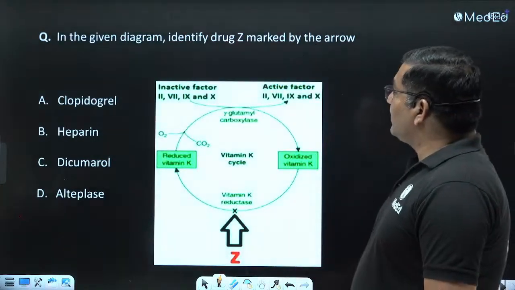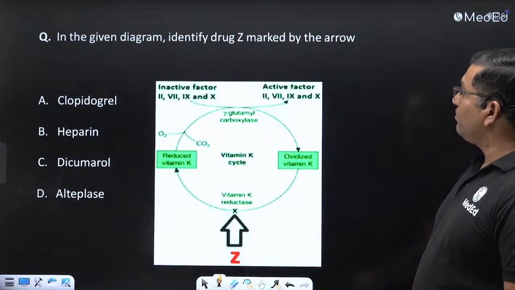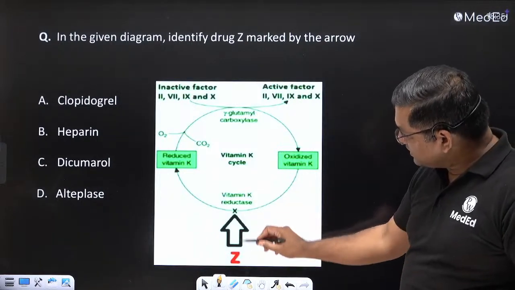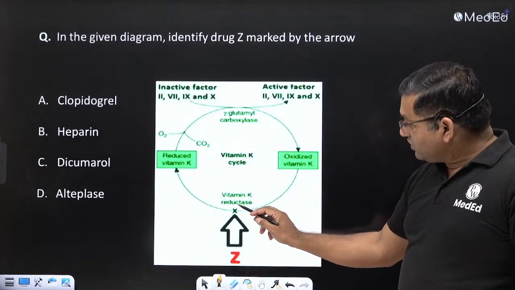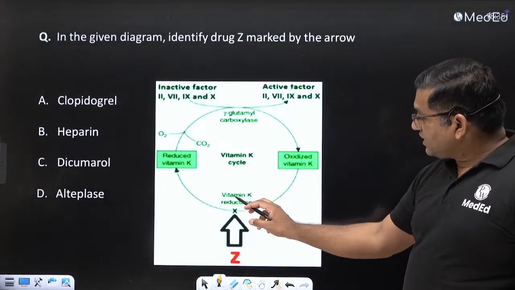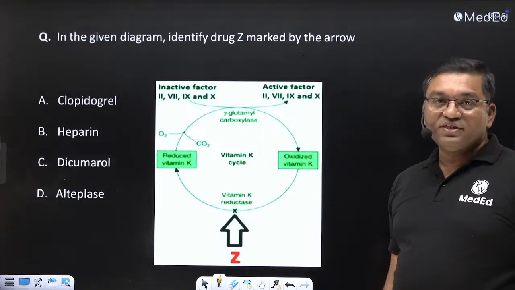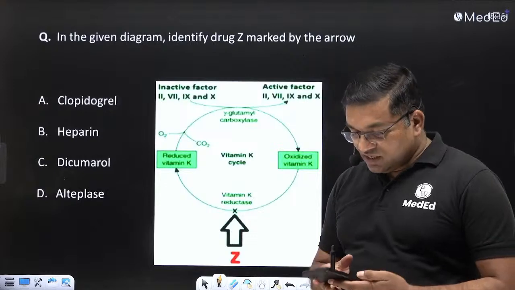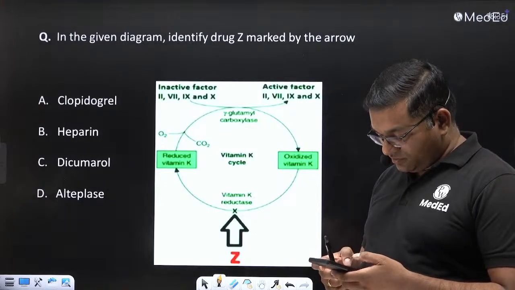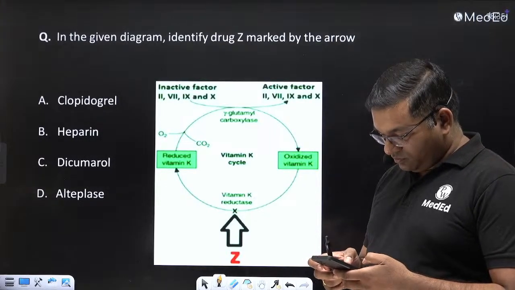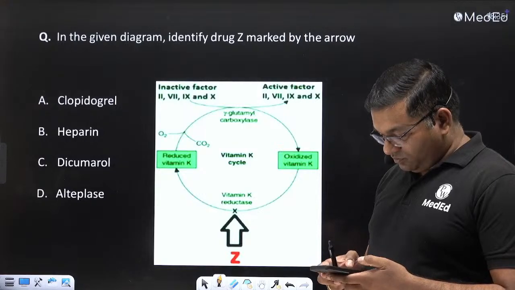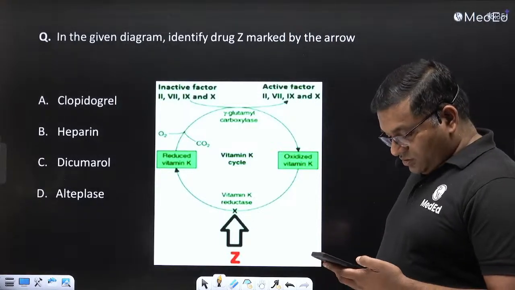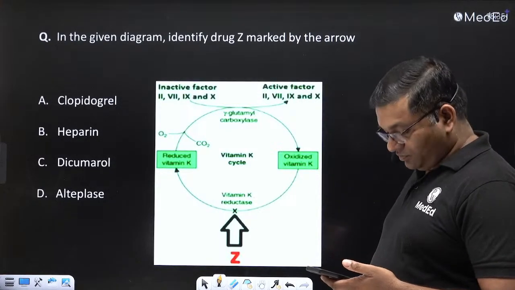In the given diagram, identify drug Z marked by the arrow. So this is drug Z marked by the arrow. Now this is acting on vitamin K reductase. So it is vitamin K epoxide reductase. This is vitamin K epoxide reductase. See, so what is the answer here?